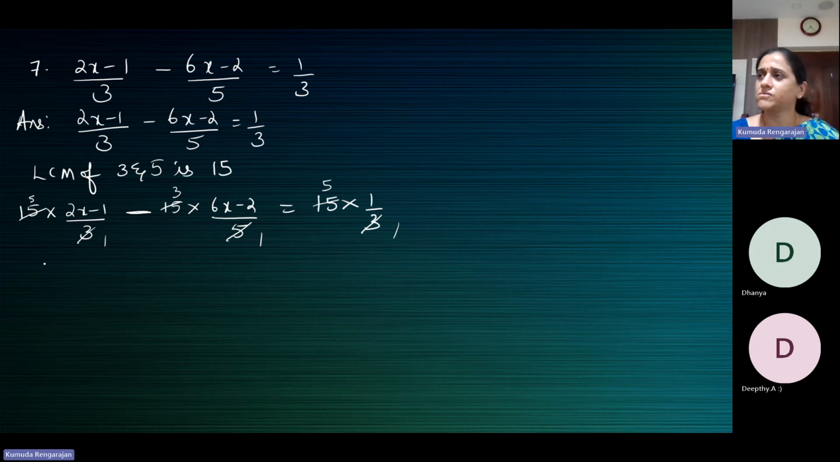Next. So 5 open bracket 2x minus 1, minus 3 open bracket 6x minus 3 close bracket. The same question. Very good. Next step.